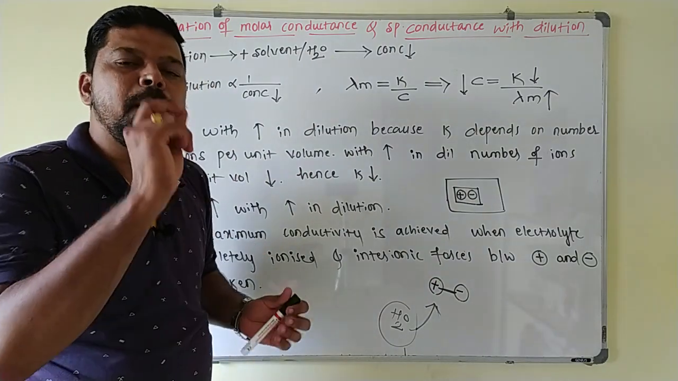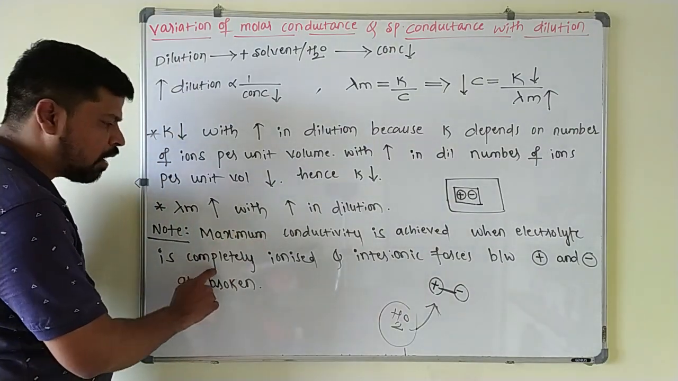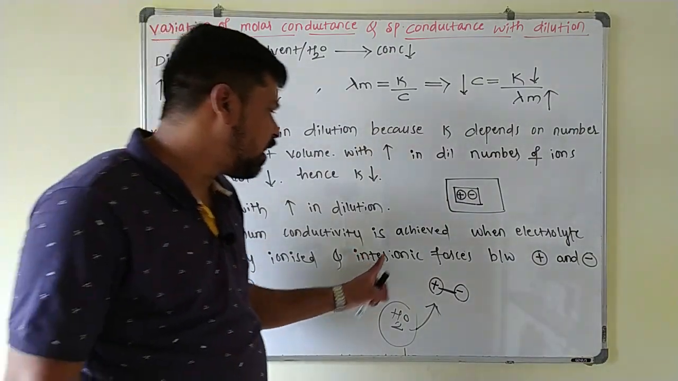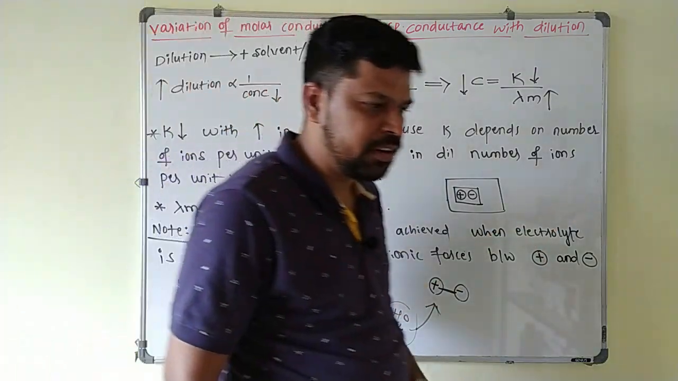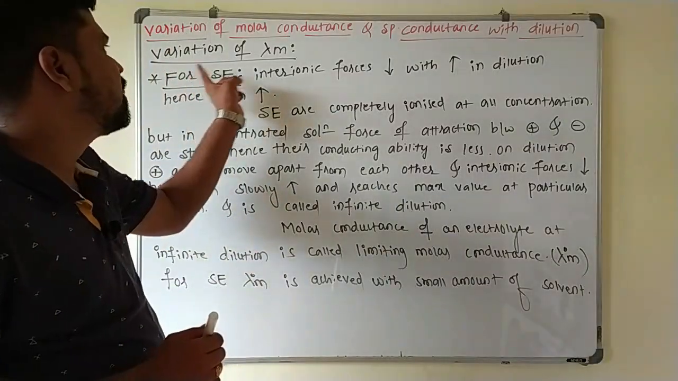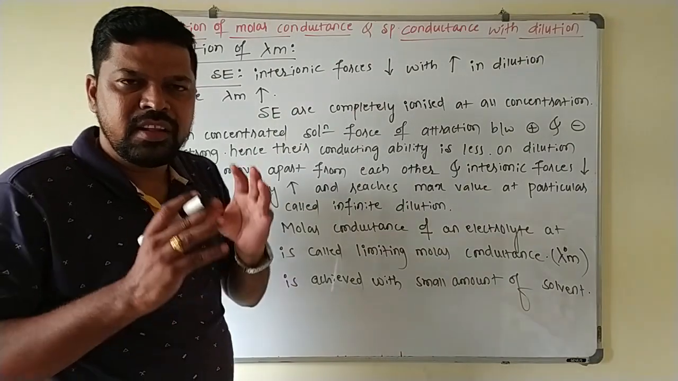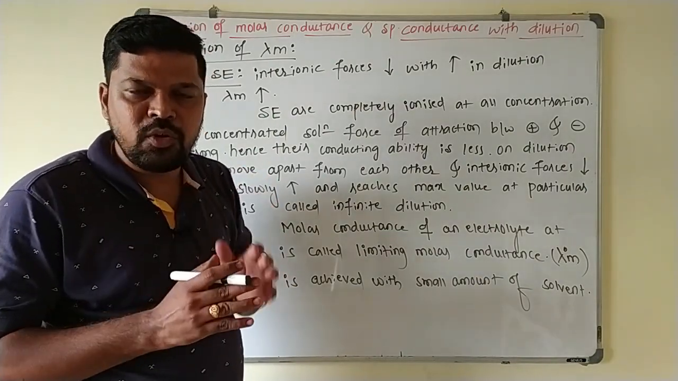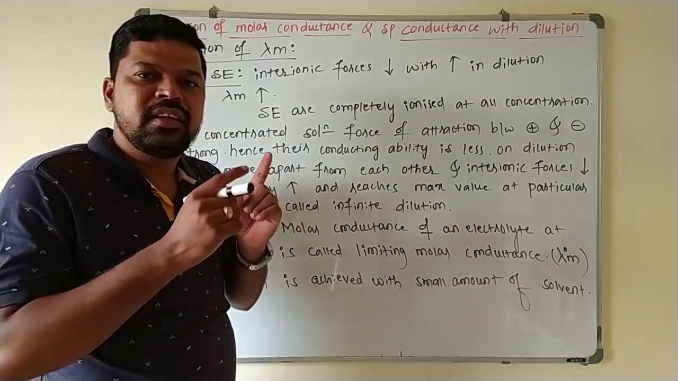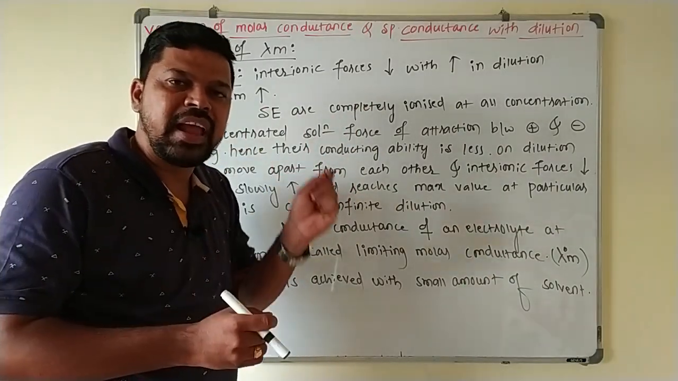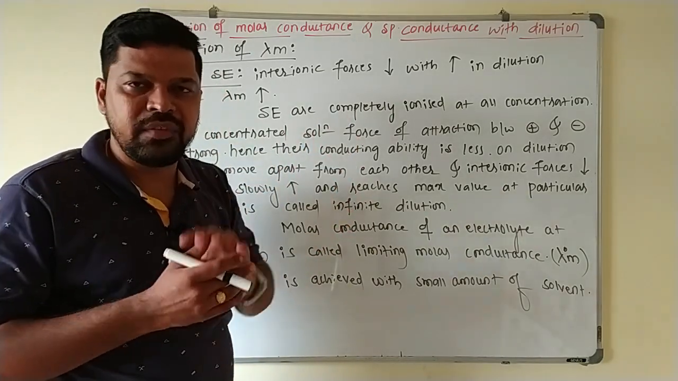So, the maximum conductance is achieved only when the added electrolyte undergoes complete ionization and the interionic forces between the cation and anion are broken here. Okay, next point. The next point is variation of molar conductance for the strong electrolyte. Already we know that the maximum conductance will be achieved only when the electrolyte undergoes complete ionization and whenever the force of attraction between cation and anions is broken, then they start moving independently. Again, their conductivity will increase here.